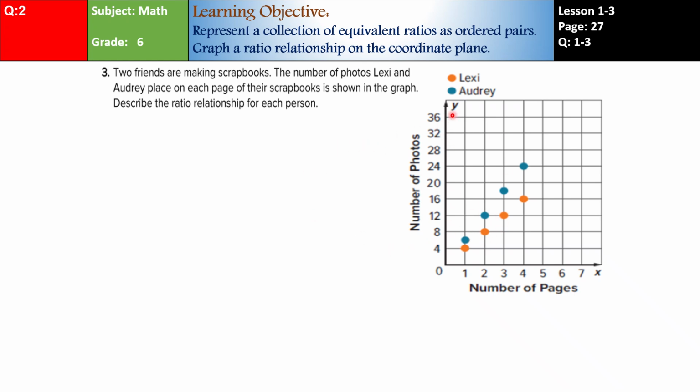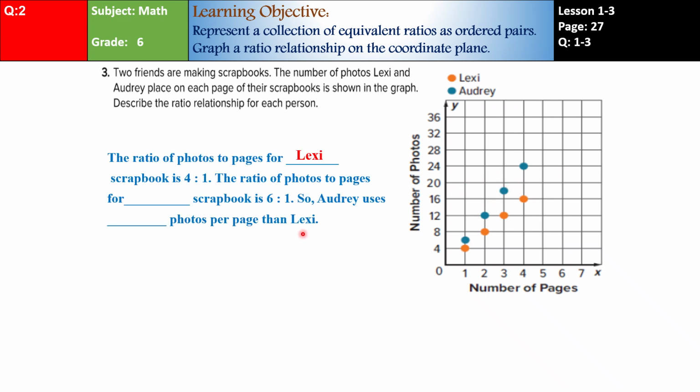So obviously it's Andrew. If you look at the steepness, without solving you can even say that Andrew put more photos because this has the greatest ratio, by looking at the steepness of the graph. So Andrew uses more photos per page than Lexi.